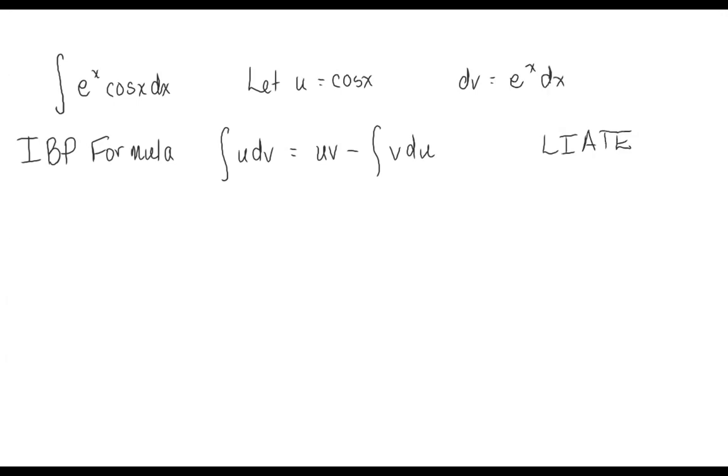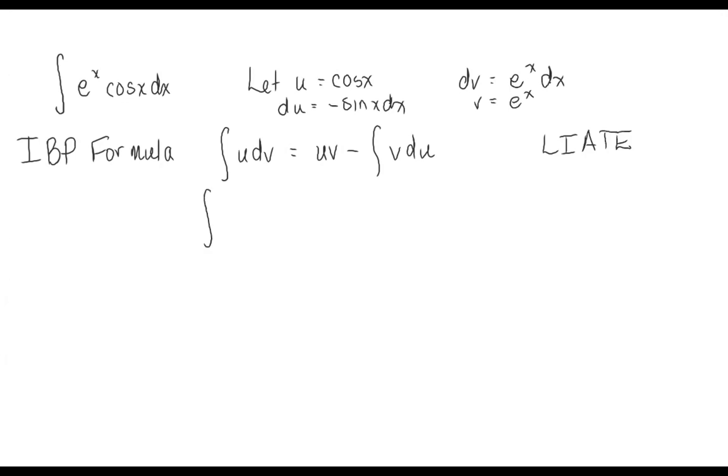In this problem, it actually wouldn't matter. I could just as easily have let u equal e to the x and dv equal cosine x dx. So this is one of those cases where you're going to get to the right result no matter which one you chose. So that's kind of nice. All right, so we've got our u, we've got our dv. We're going to differentiate to find du, negative sine x dx. And we're going to integrate to find v. V is e to the x, since integral of e to the x dx is e to the x. All right, now we've got all of our pieces.